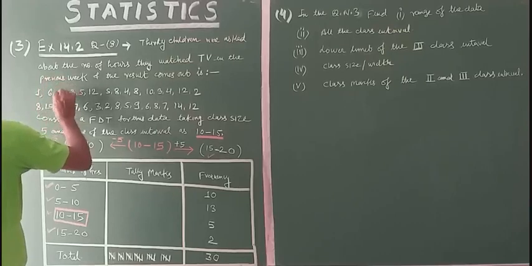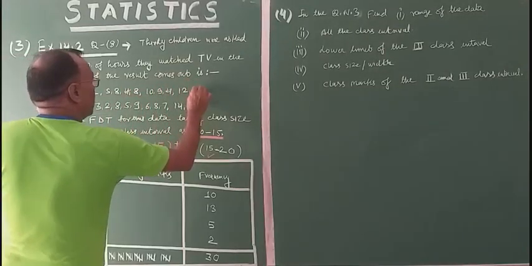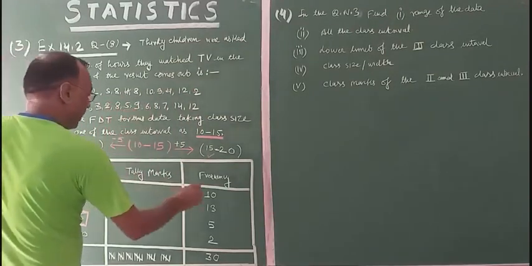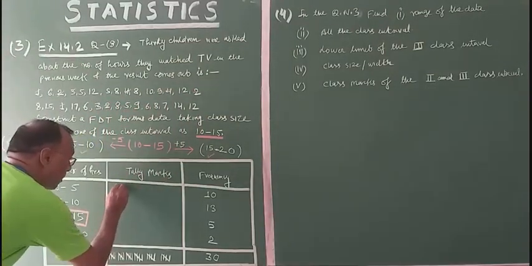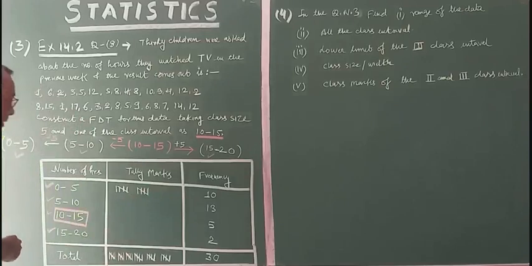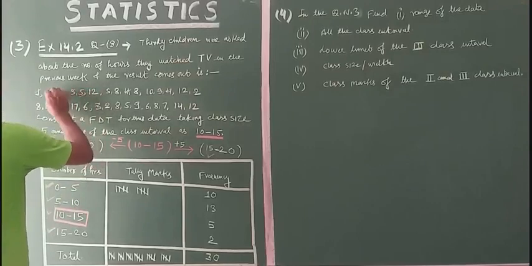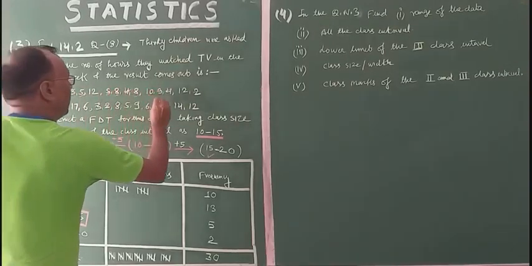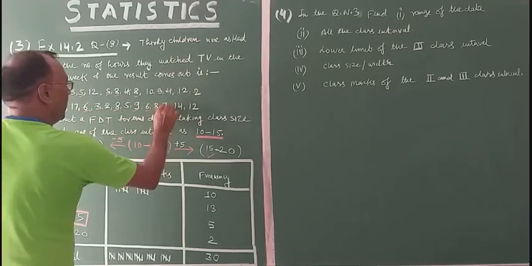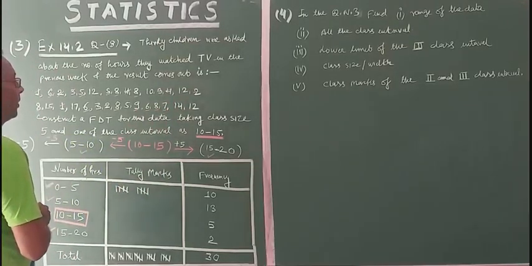1 2 3 4 5 6 7 8 9 10. Count the 5 to 10. So you will get 1 2 3 4 5 6 7 8 9 10 11 12, or which is left, 13.